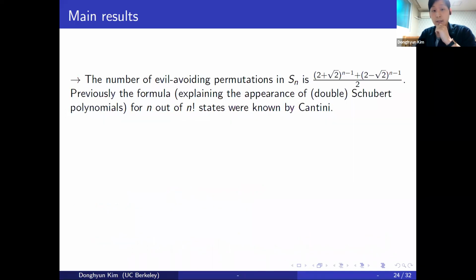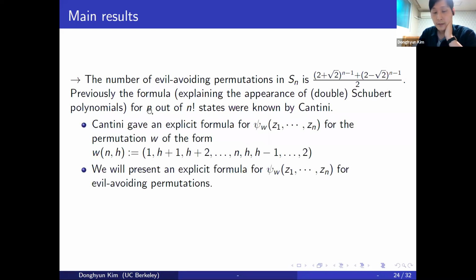And we showed that the number of evil avoiding permutations in Sn is this number. And previously, the formula for n states was known by Cantini. So Cantini gave an explicit formula for psi of W for the permutation W of the form W(n,h). And we'll present an explicit formula for psi of W for evil avoiding permutations. And of course, evil avoiding permutations include this family.